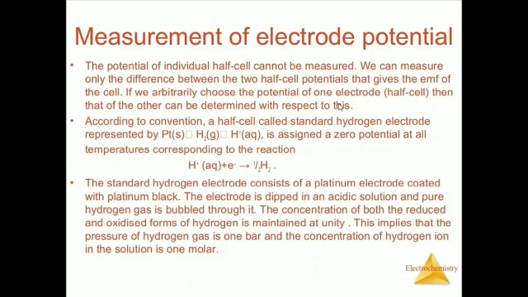The standard hydrogen electrode consists of a platinum electrode coated with platinum black. The electrode is dipped in an acidic solution and pure hydrogen gas is bubbled through it. The concentration of both the reduced and oxidized forms of hydrogen is maintained at unity. This implies that the pressure of hydrogen gas is 1 bar and the concentration of hydrogen ion in the solution is 1 molar. So this is called the standard hydrogen electrode.